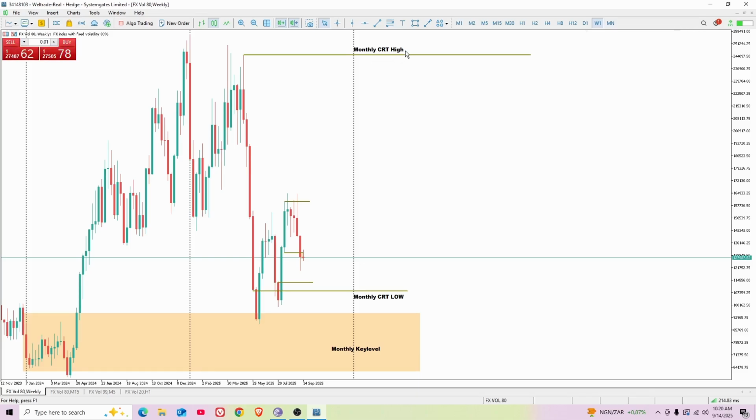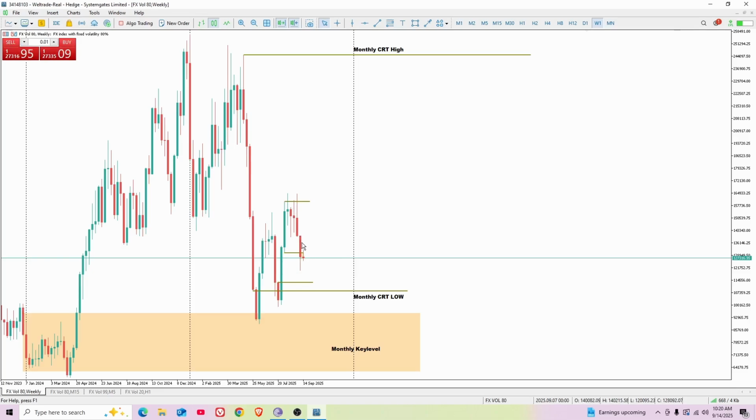So what has transpired is that the market has come into a monthly key level, moved higher, retraced into an order block, a weekly order block. From that order block, the market was propelled to go higher. It took out a swing high right there. After taking out a swing high, a CRT was formed. We were then looking for the market to come to a CRT low.